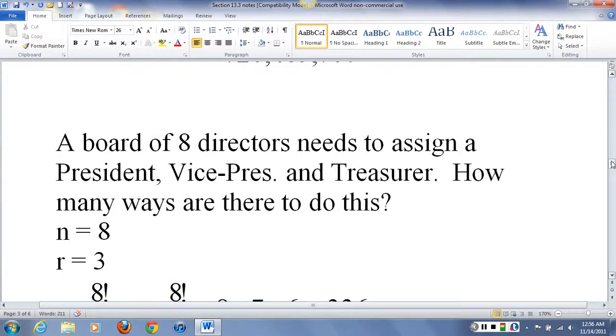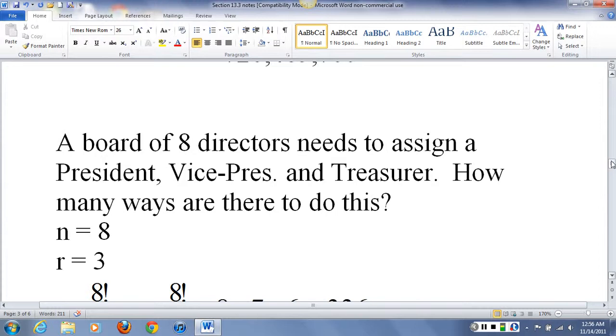A board of directors needs to assign a president, vice president, and treasurer. How many ways are there to do this? So again, with permutations, first of all, we identified that order is important because we're talking about a president, vice president, treasurer. There is significance to the order chosen. So we know we're doing permutations.